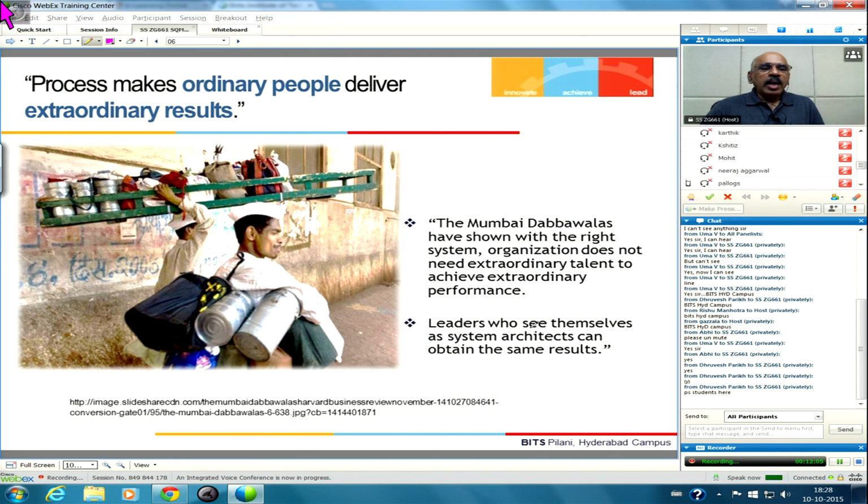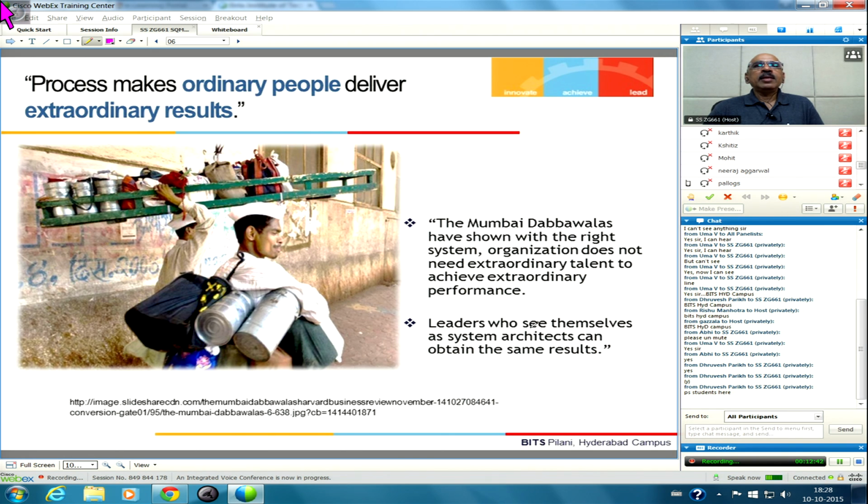So, as engineers, as leaders, our job is to create such processes so that ordinary people perform extraordinary results. This is what entrepreneurship is all about. So we have to assume the mantle of an architect, a designer of systems and processes, which will enable simple-minded, ordinary people with limited education and skill together as a team to deliver extraordinary results.